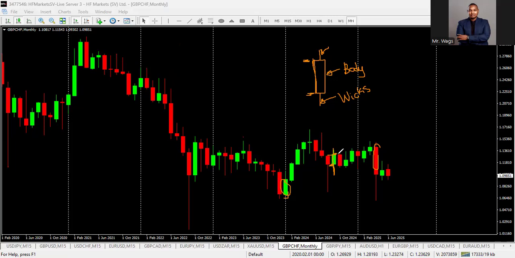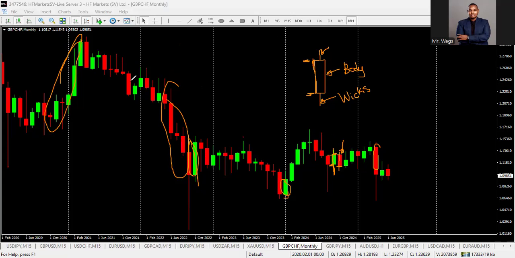And on the next month, price opened. We had a move going up. We had a move going down. Eventually, at the end of the month, price closed at this point. That is why we're having a bearish candlestick. So a downtrend would have many more bearish candlesticks than bullish candlesticks. But an uptrend would have more bullish candlesticks compared to bearish candlesticks.